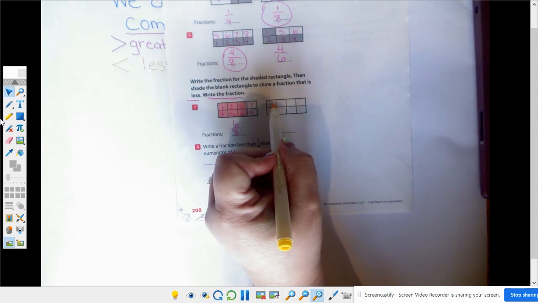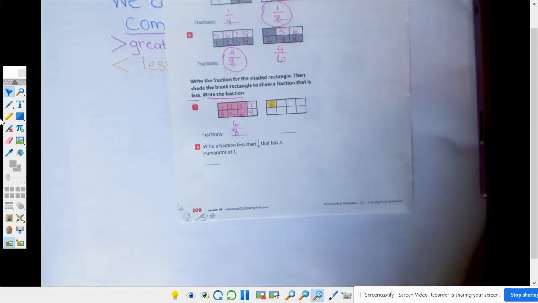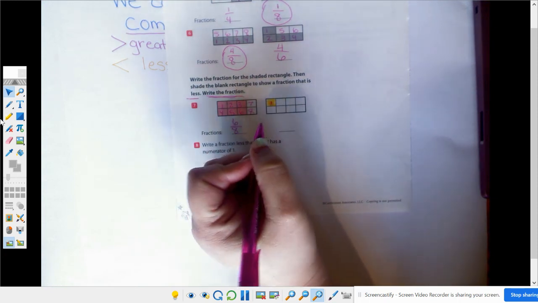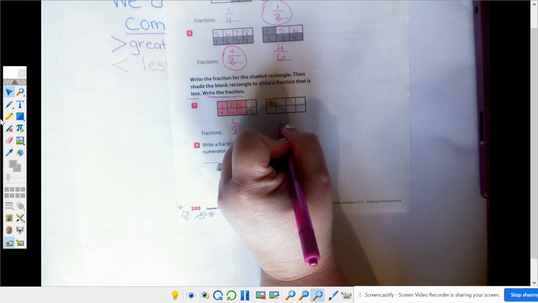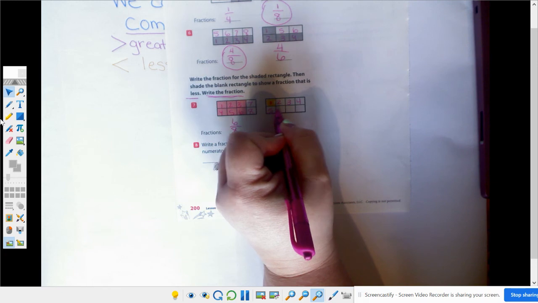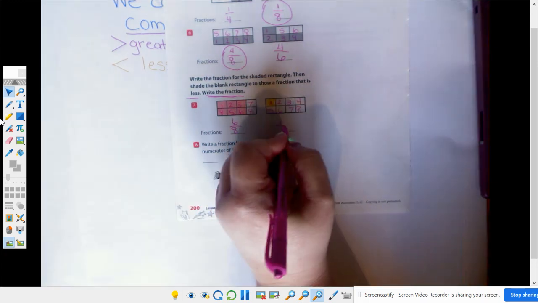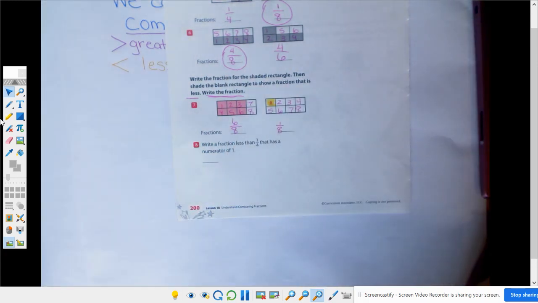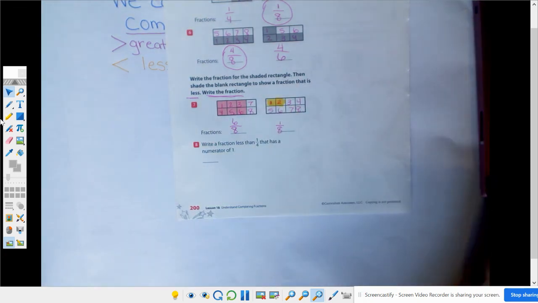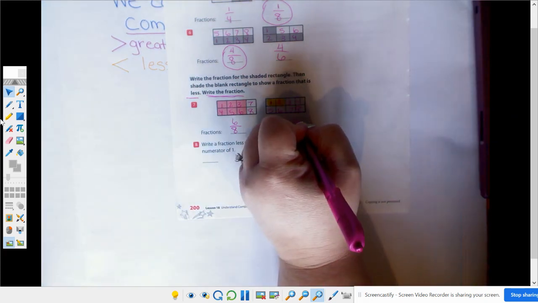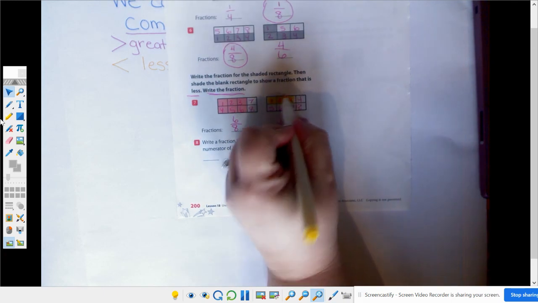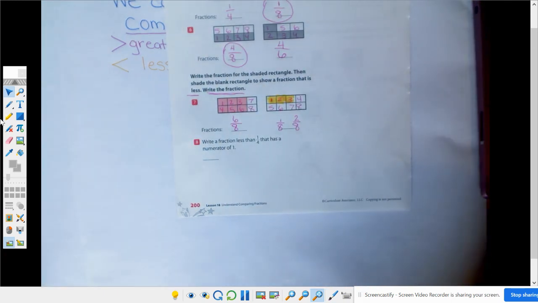So if you shaded in 1 part, that fraction would be 1 out of 2, 3, 4, 5, 6, 7, 8. So 1/8 is less than 6/8. Let's say you shaded 2 parts. Would that still be less? Sure would. That fraction would be 2/8. You could have shaded in 3 parts, and that would give you 3/8.